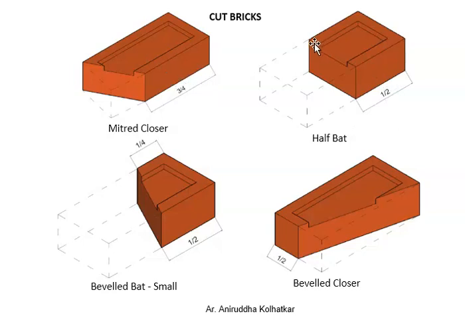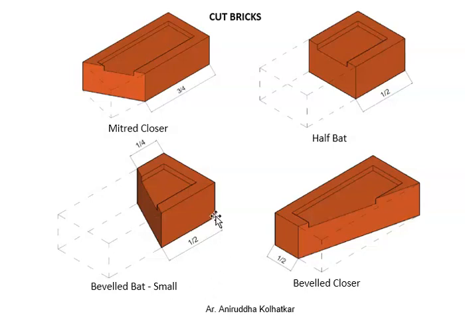Now if you cut the brick along the length in half, exactly half, then it is called a half bat. Half bats are used in the Flemish bond, which we'll be seeing slightly later on. This is the beveled bat which we had seen earlier. Beveled bat large we had seen. Now this is a beveled bat small.